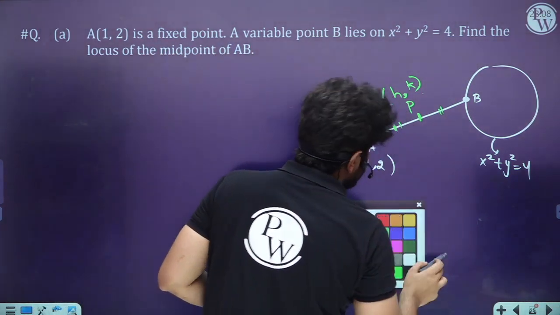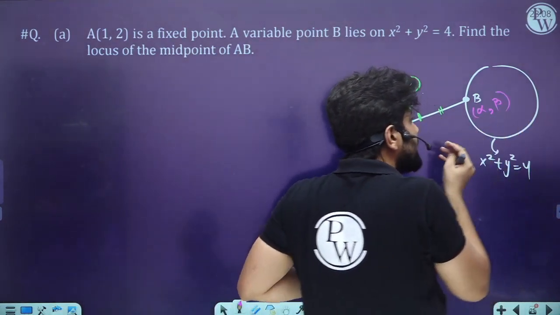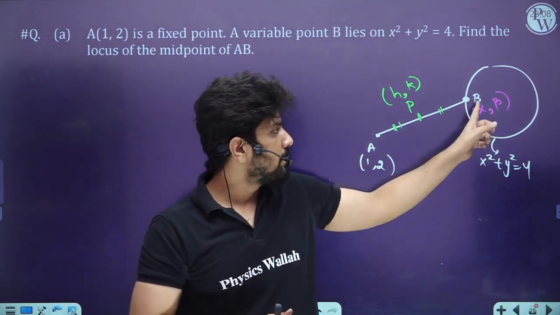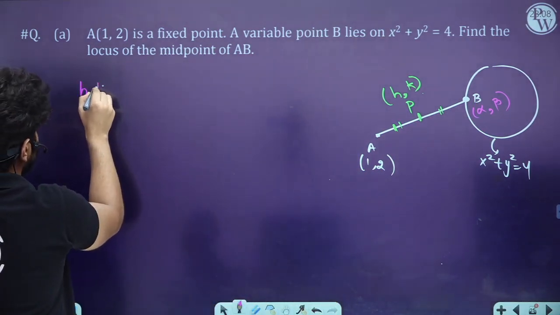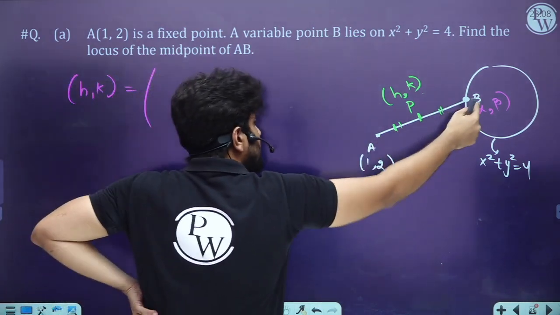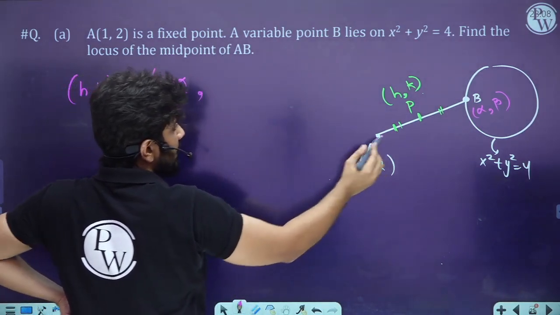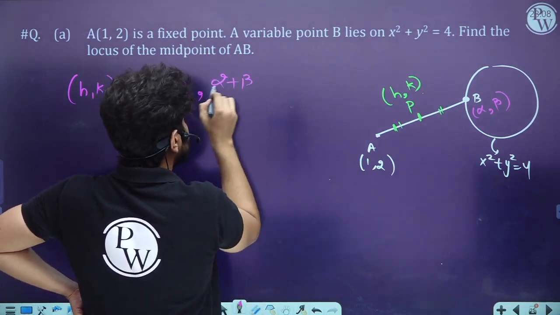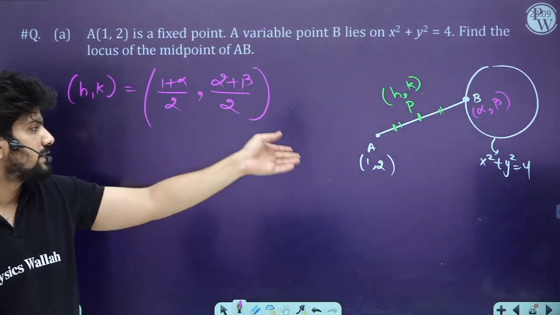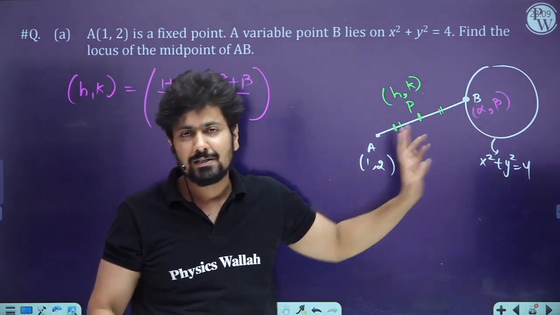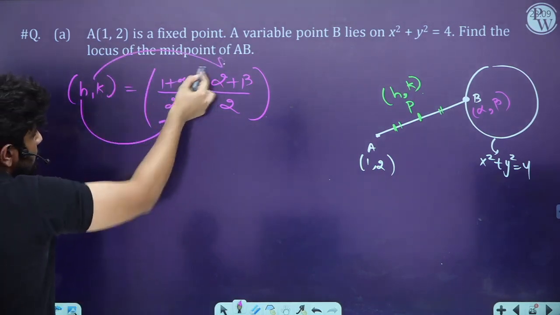Now, how do we proceed over here? We don't know the coordinates of B, but I can consider the coordinates of B to be (alpha, beta). This is the variable I have introduced. Now the relation is that P(h, k), because P is the midpoint of A and B, so I'm applying the midpoint formula: ((1 plus alpha)/2, (2 plus beta)/2). I'm simply equating the coordinates of point P. So I'm getting the relation that h is equal to (1 plus alpha)/2 and k is equal to (2 plus beta)/2.